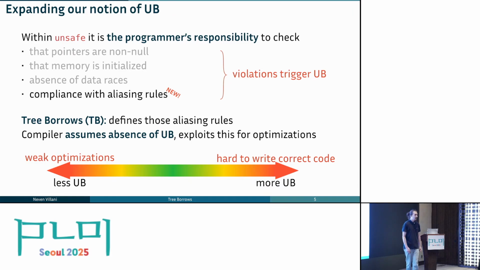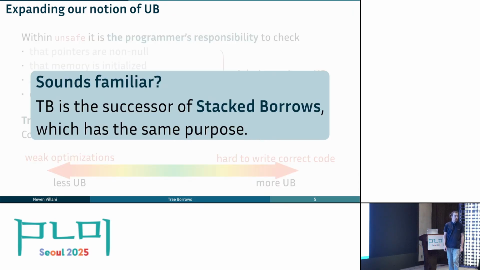Some people here may find all of this pitch familiar. You may have heard of stacked borrows, perhaps. If not, it's fine, I'll explain quickly. Stacked borrows is the predecessor to tree borrows, and it has the same purpose: to enable optimizations based on aliasing assumptions by declaring that code that misbehaves with respect to those assumptions contains undefined behavior.